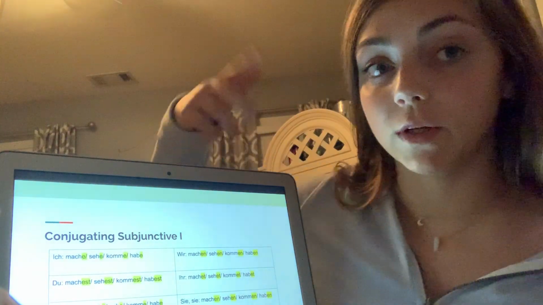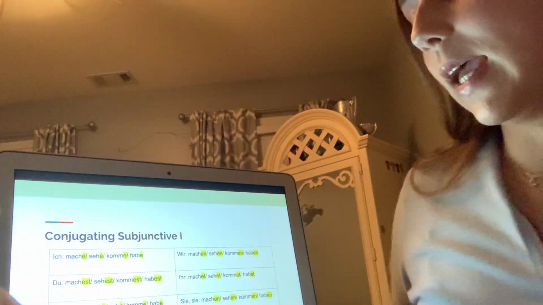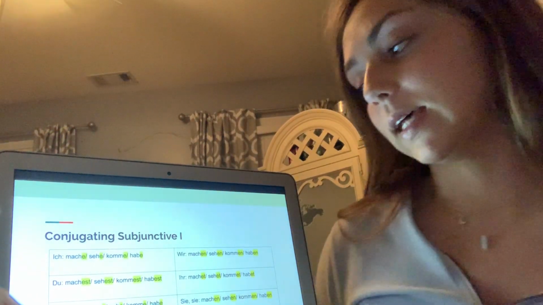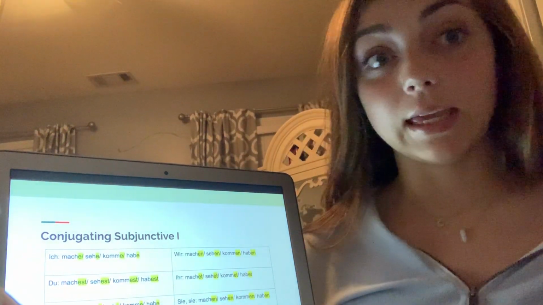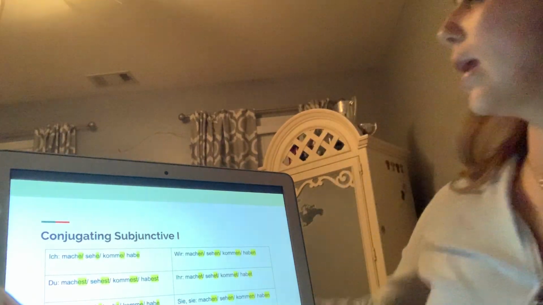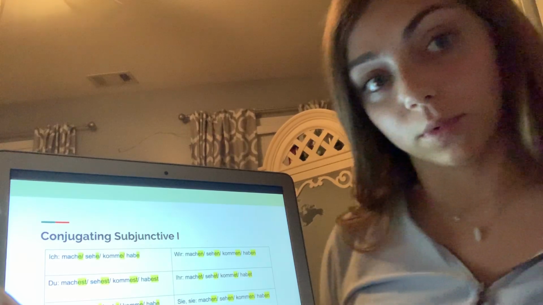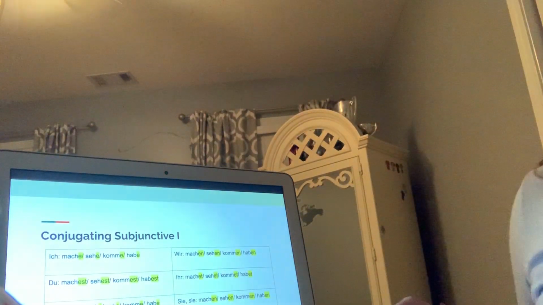And then wir, which is normal: machen, sehen, kommen, haben, en at the end. Ihr is machet, sehet, kommet, and habet, et at the end, which is different. And sie is machen, sehen, kommen, haben, which is like normal present tense conjugation.